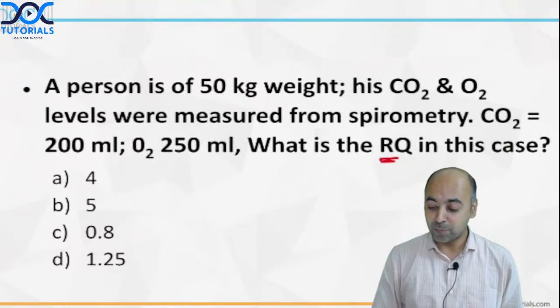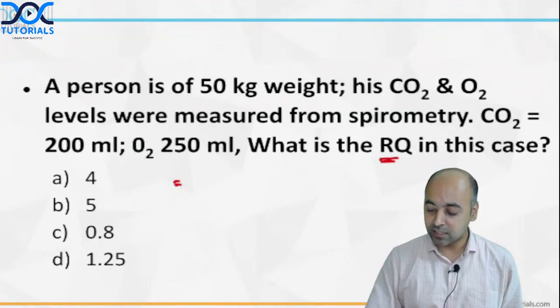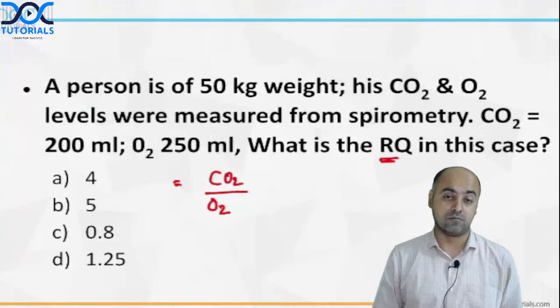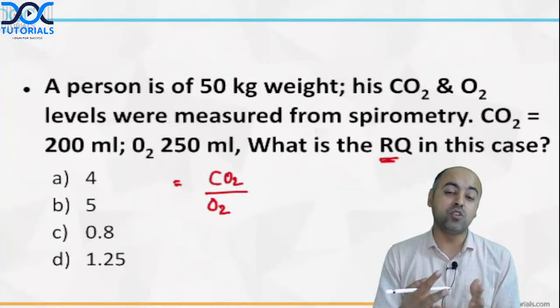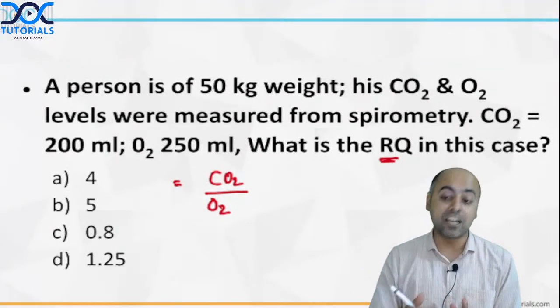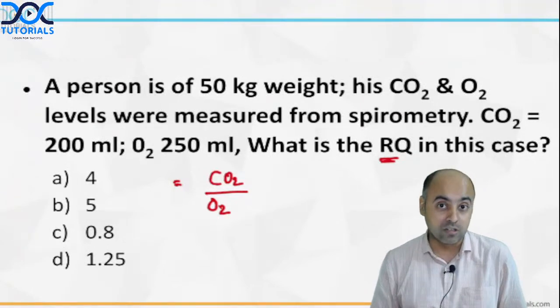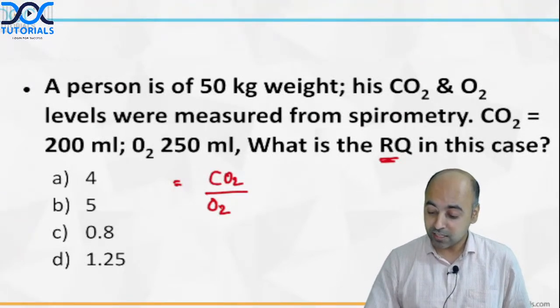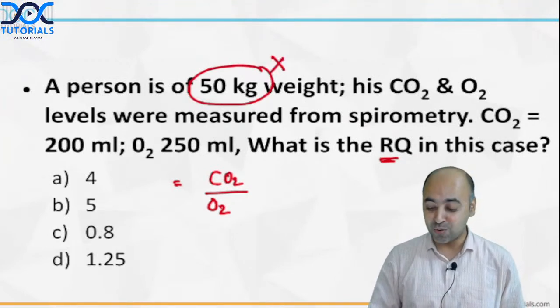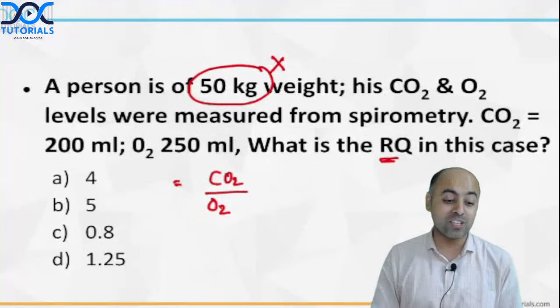So very simple. What you have to know here is that the value of RQ is the amount of CO2 produced divided by the amount of O2 which is consumed. The amount of O2 consumed should be in the denominator. The CO2 which has been produced should be in the numerator. Whatever value you get is the RQ or the respiratory quotient. You can see here the value of weight is just to confuse you, so that you make some erroneous calculations and reach the other options.